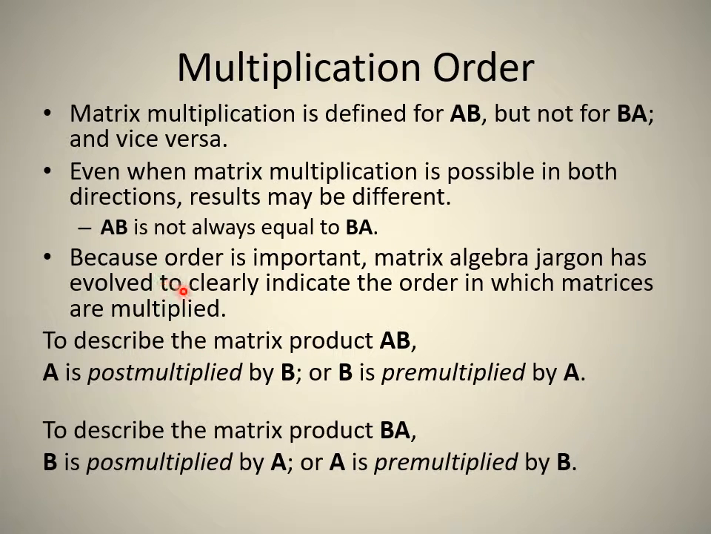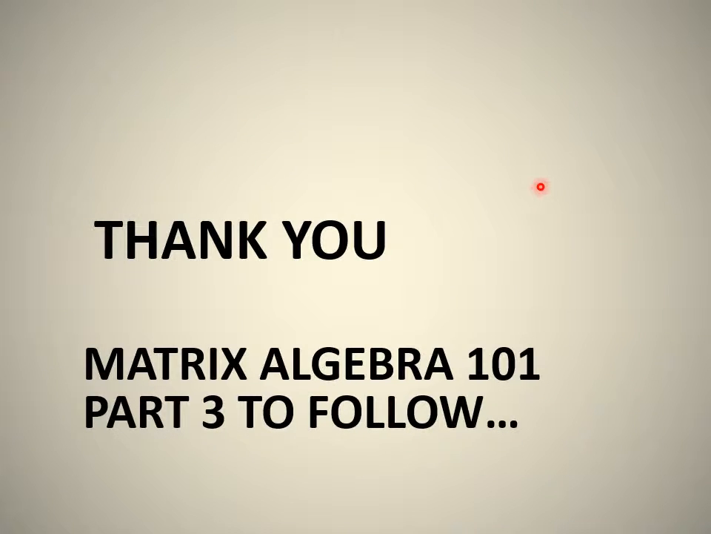In matrix notation, certain jargon was developed to describe this. So A is post-multiplied by B, so B is the post or after multiplication. Or B is pre-multiplied by A, so A is pre-B. Or you can do it the other way around in the case where B times A is described.